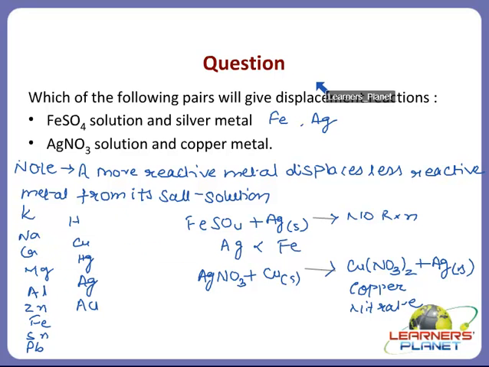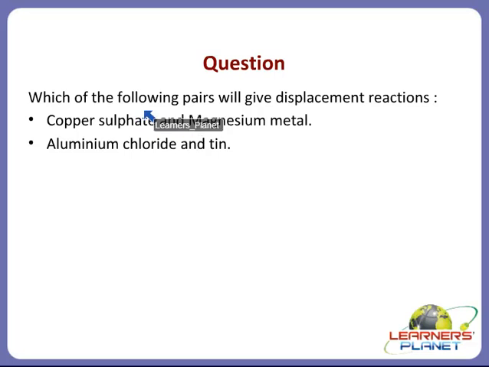I hope this type of question is clear to you and you'll be able to solve such questions easily. Let's take up our next question. It is the same type of question. Which of the following pairs will give a displacement reaction? Now here what are the substances, children? Copper sulfate and magnesium. So if I write it as A, what is the formula of copper sulfate? It is CuSO4. It is reacting with what? Magnesium metal. Will there be any reaction, children?